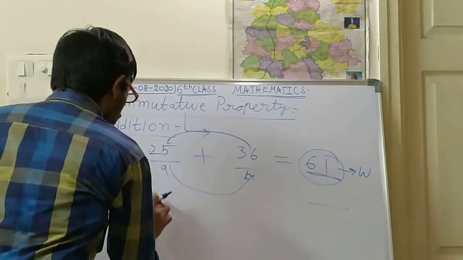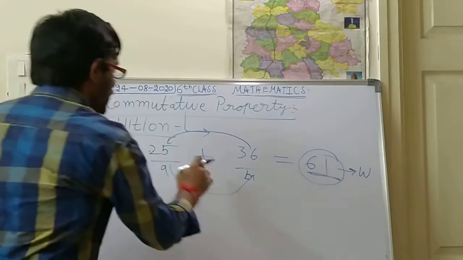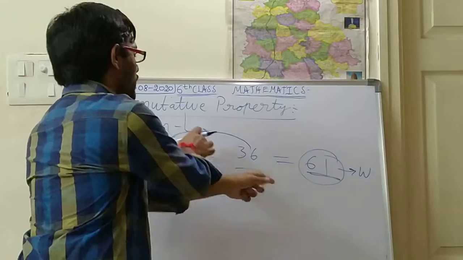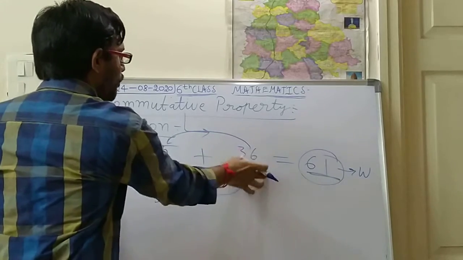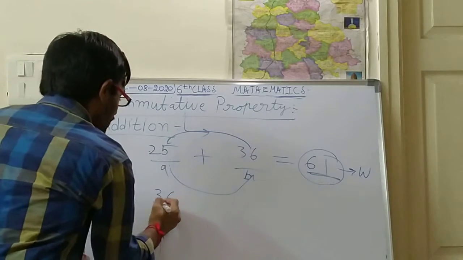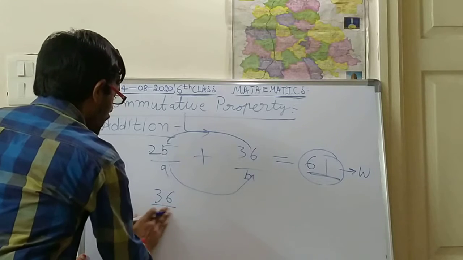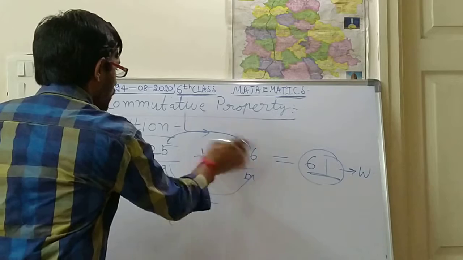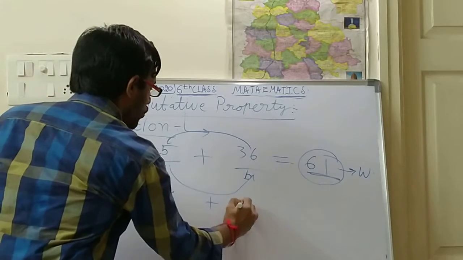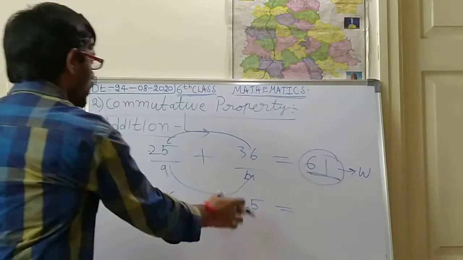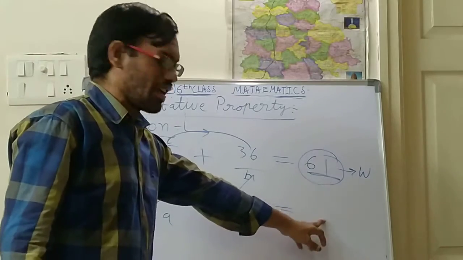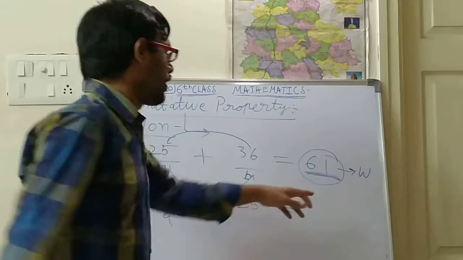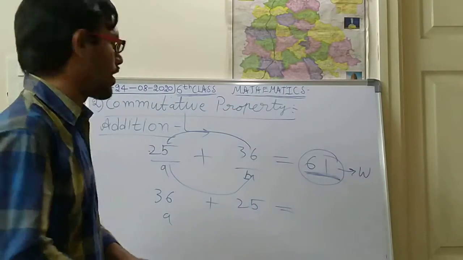So now you should take a as 36. That means interchanging: a value to b and b value to a. So 36 is a, plus 25 is b. By doing this addition also, if you get the same whole number as the first step, then this property will be satisfied.